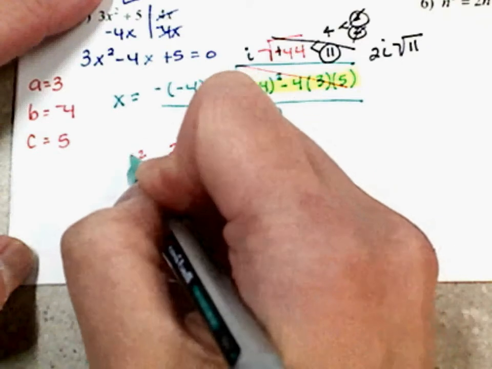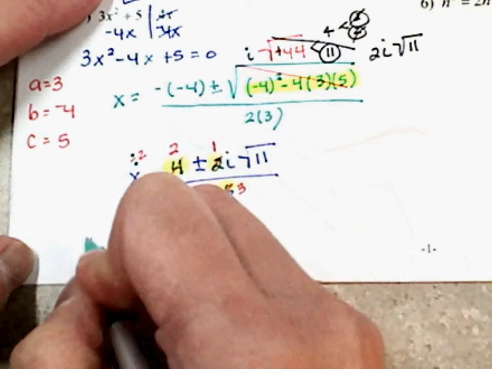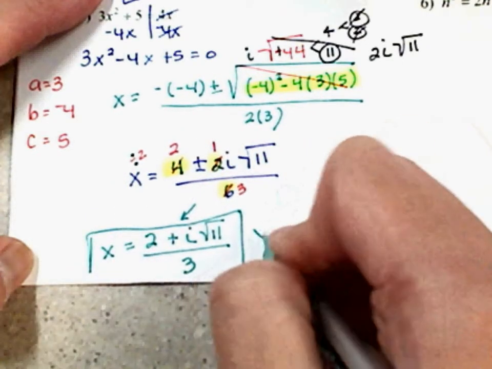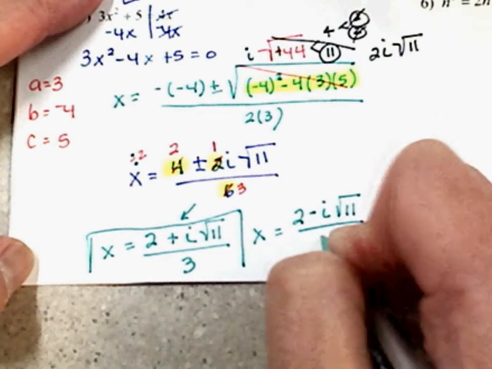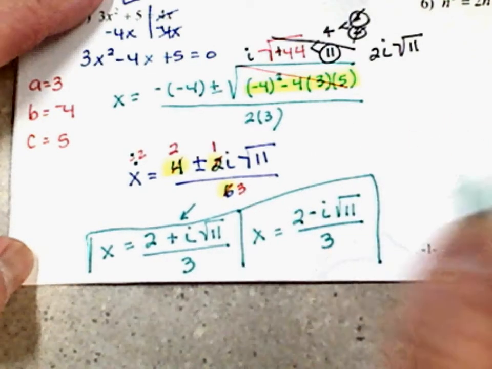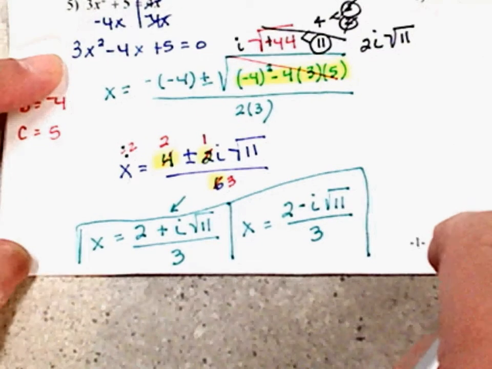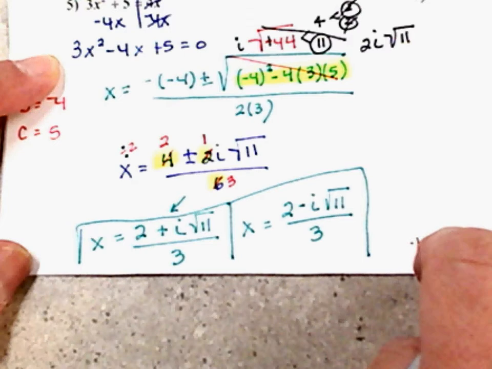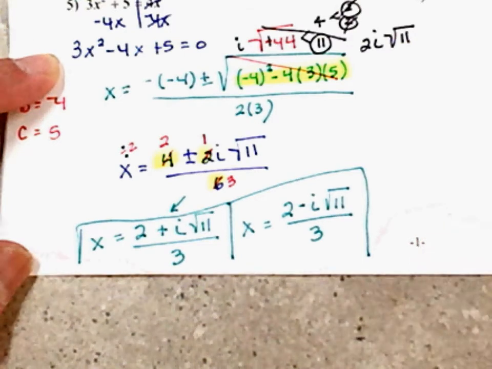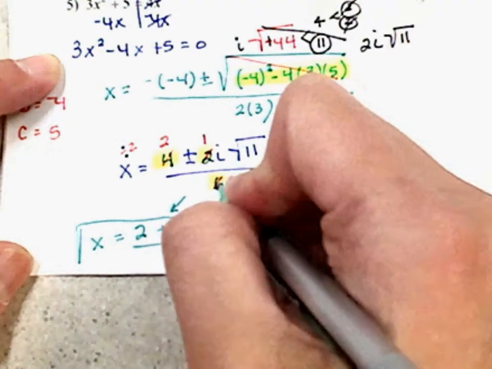Your next one, 2 minus i square roots of 11 over 3. So there you have your 2 solutions. Did you get an answer? Whoever asked that question, Kimberly? This is a 6. It's canceled up. All right.